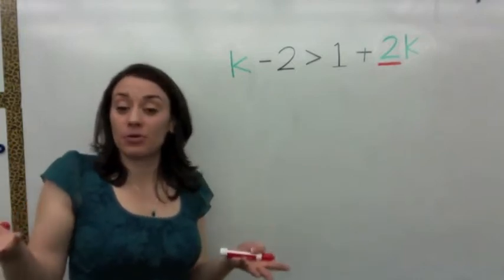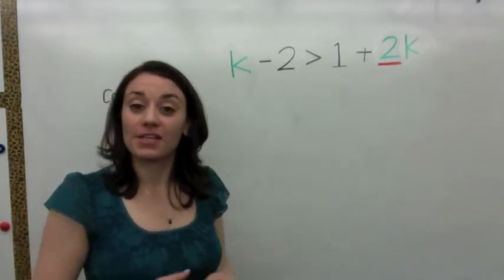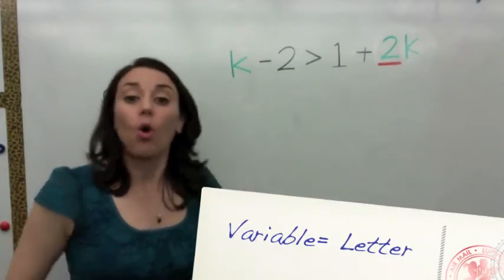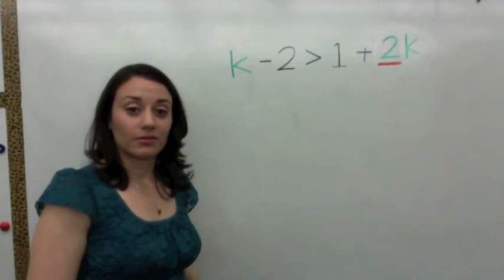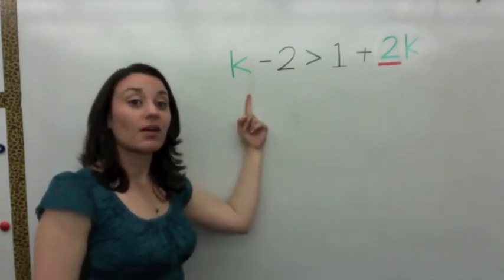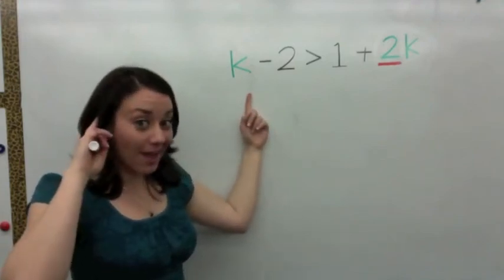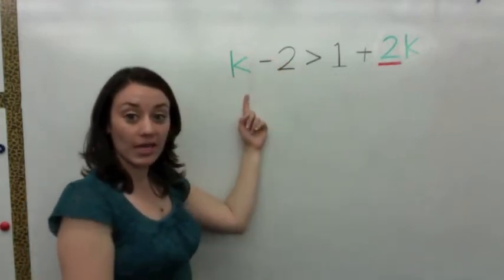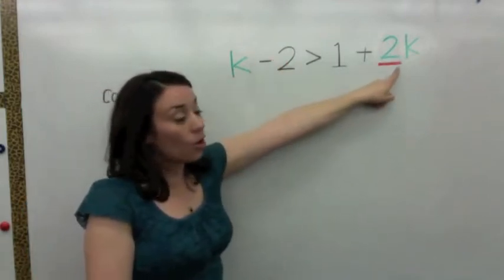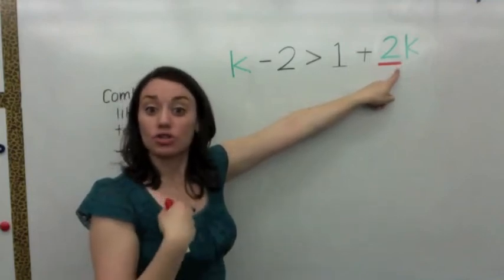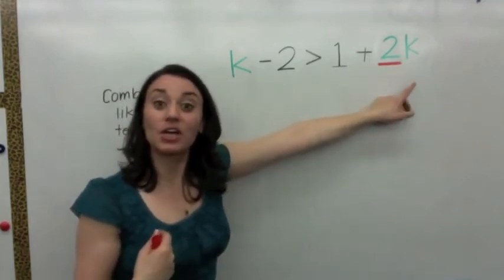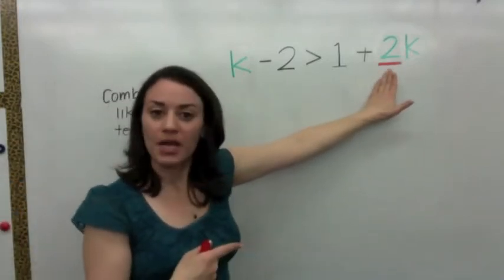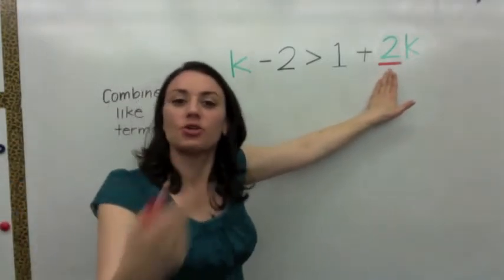Which variables do you see in this inequality? The variable is the letter. Which letter do you see? What about this one? Okay, K. Now, do you see anything on the other side of the inequality? What's this? What do we call it? 2K. Very good. So I underline 2 because this is telling us there is 2K.